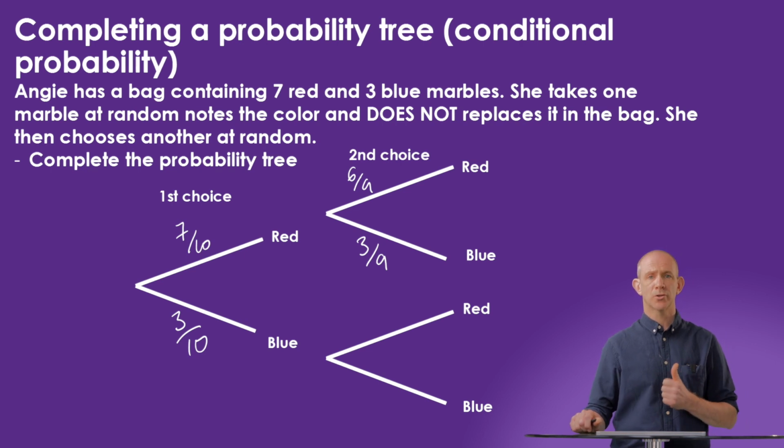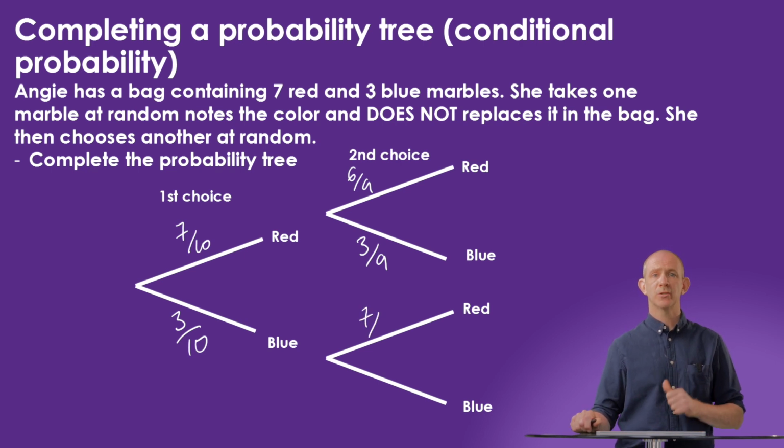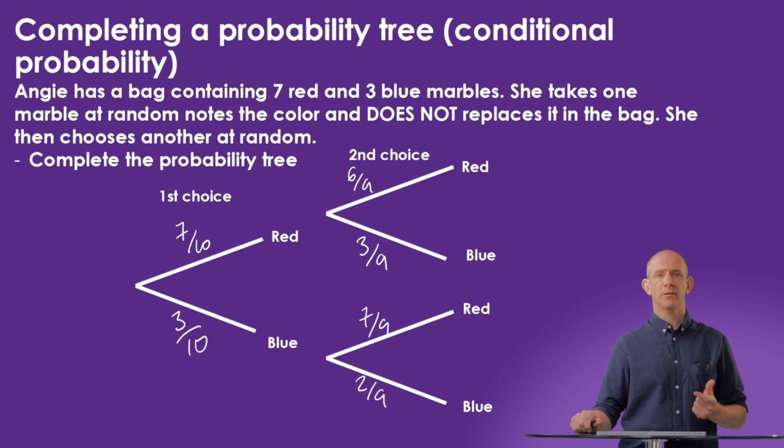If a blue marble is chosen in the first pick, then there will still be 7 red marbles out of a possible total of 9 marbles. There will now only be 2 blue marbles out of the 9, and this will be the probability of choosing a second blue marble. The probability tree is now complete.